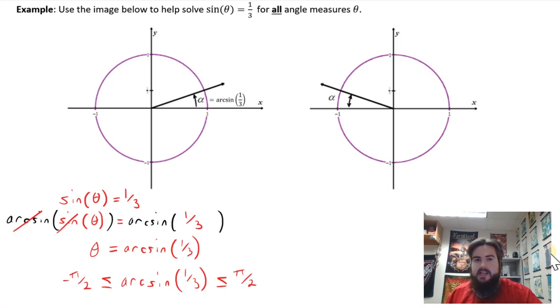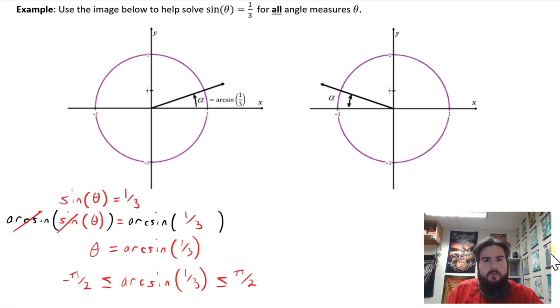However, that's not the full solution, because sine of theta equals 1/3 is not asking the same question as arcsine of 1/3. Arcsine of 1/3 itself only has one answer. However, sine of theta equals 1/3 should have many answers. There are many angle measures where sine should equal 1/3, just like there are many angle measures where sine equals 1/2. Not just at pi over 6, but at any coterminal angle measure for that.